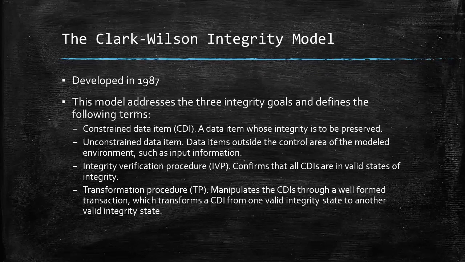Moving on to the Clark-Wilson integrity model. This model was developed in 1987, 10 years after the Biba model. In order to understand how this model operates, we need to understand some basic terms. The first term is the constrained data item, which is a data item whose integrity is to be preserved.